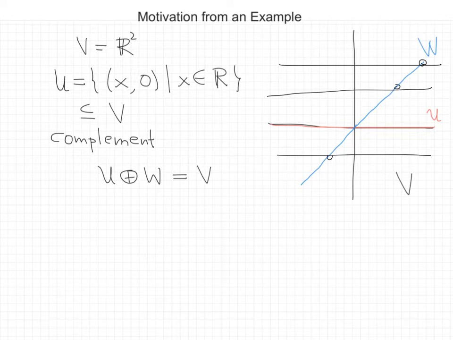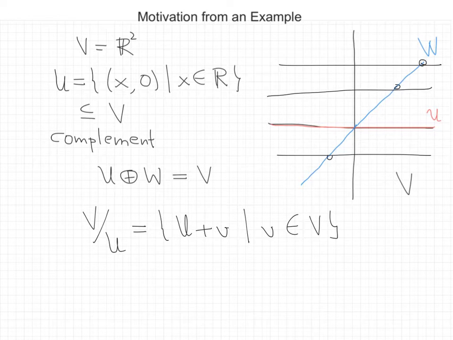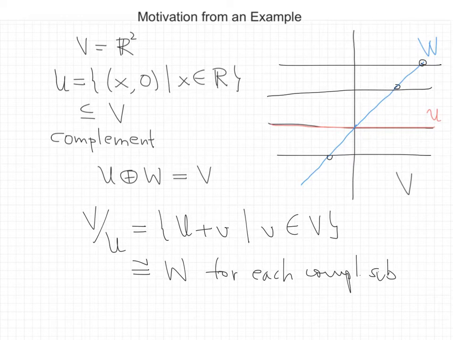So what we do is we introduce V by W, or actually V by U. So we introduce the space V by U, and that space will consist of all these lines which are parallel to U, which I said we can write in this form, U plus v, where v runs through all of V. And then this space turns out to be isomorphic to W for each complementary subspace. And here's the proof for that, which is in fact not very hard.